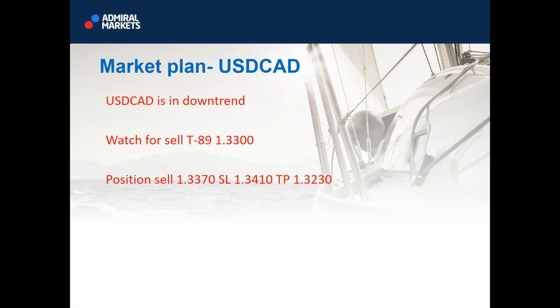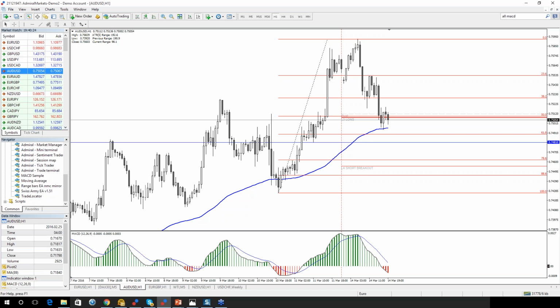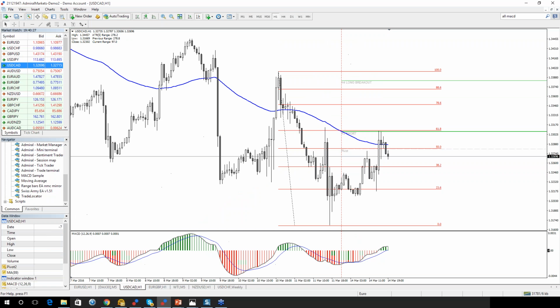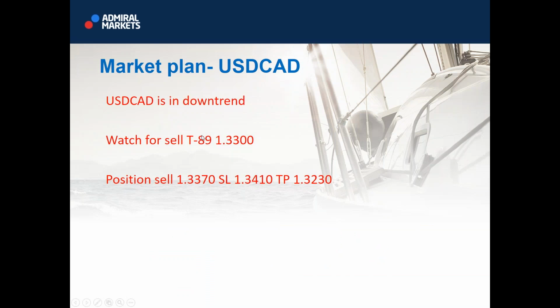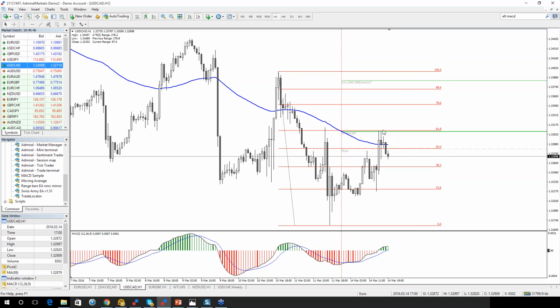Dollar CAD is in downtrend. Possible sell T89 at 1.33 or sell position 33.70, 34.10, 32.30. So possible sell 33.00, sell position at 33.70. If the price gets to 33.00, we could see another sell. But 33.70 is what I prefer at this point.